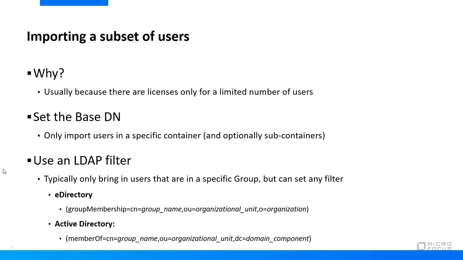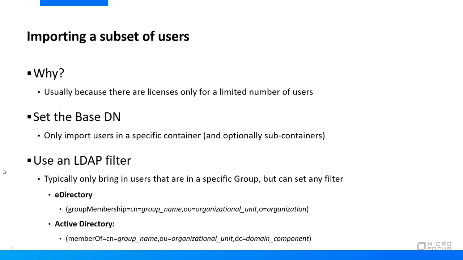You can just set the base DN to a container where your active users are, and then just bring in the users who are in that container. Though typically I tend to prefer to use an LDAP filter based on a group. So remember we saw that group earlier of Filr users. I only want to bring in users who are in that group. So if I want to give somebody access to Filr within Active Directory, I just need to add them to that group, and I don't need to do anything in Filr whatsoever. It's all done from the directory.